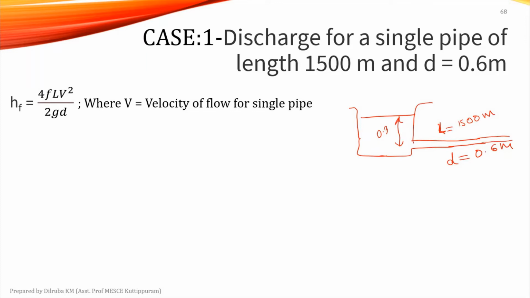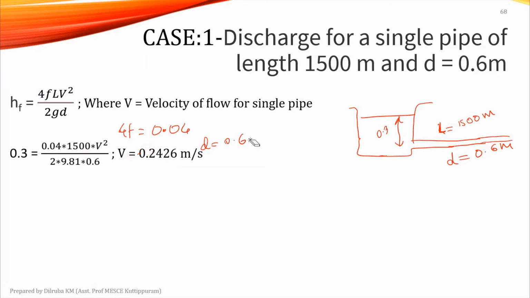So we know HF. HF is the head loss, which is equal to 4FLV square by 2gD. This is the equation for calculating head loss due to friction, that is the major head loss. In the question it is given minor head losses are negligible. And in this equation 4F is given as 0.04 in the question, and g is 9.81 and D is 0.6. So let us substitute all those values.